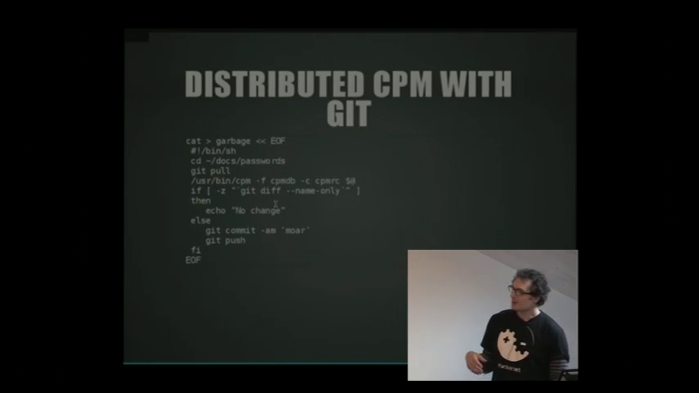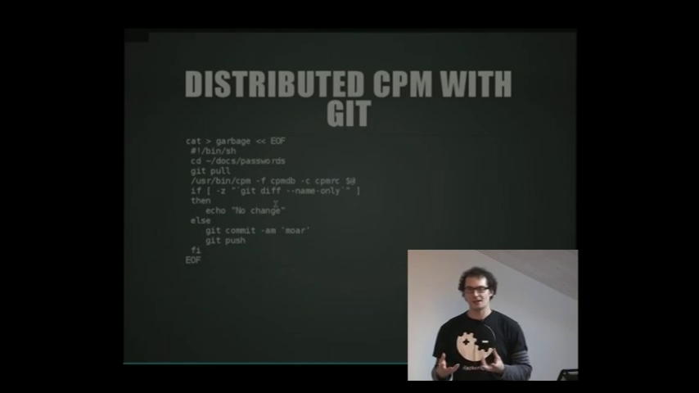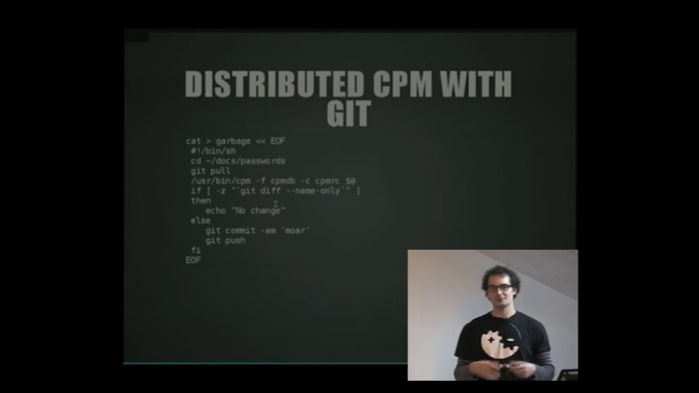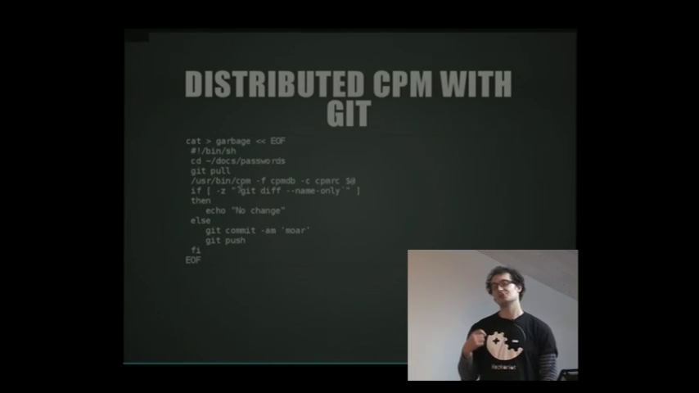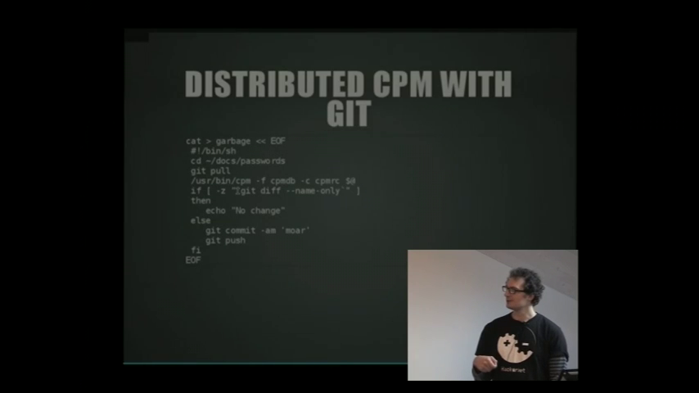This wrapper script that I mentioned is just a way of opening CPM every time I need it. For example, I call this wrapper script garbage, just to access the garbage file. It's a shell script that goes into the password directory, pulls, and opens CPM on that password database. And then when that is done, it checks if there's a difference, because that means you've edited the CPM database. And if it is different, then it commits and pushes it.